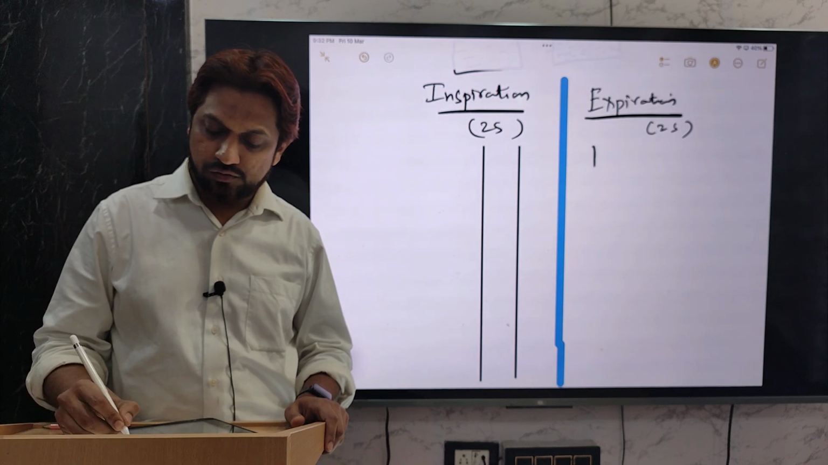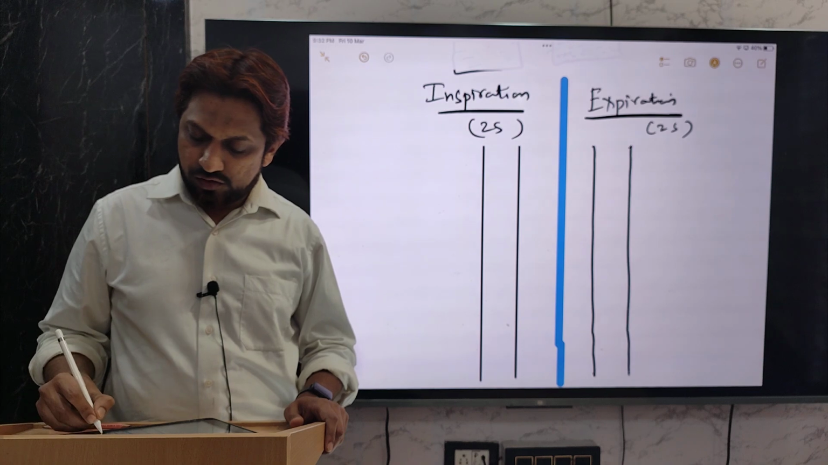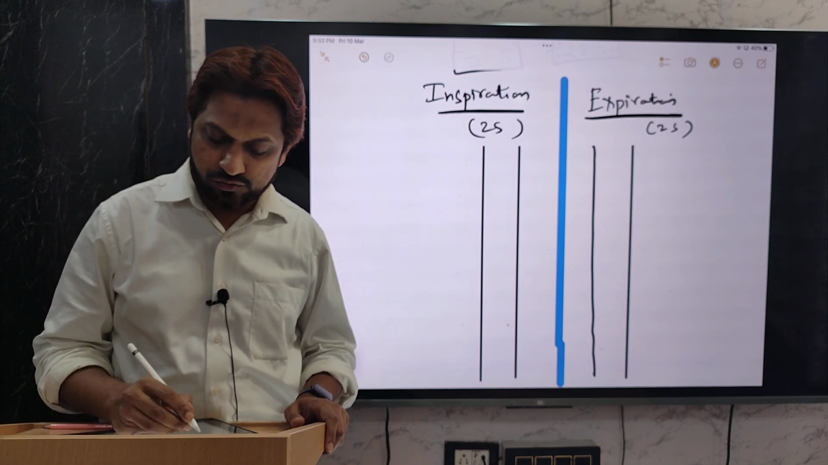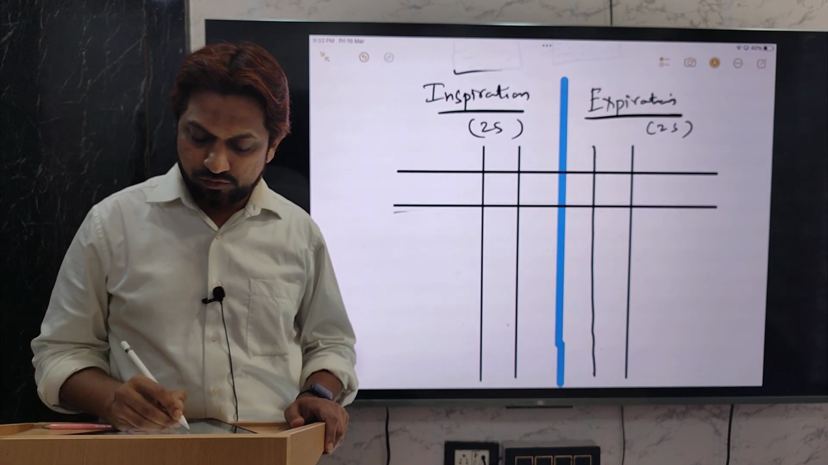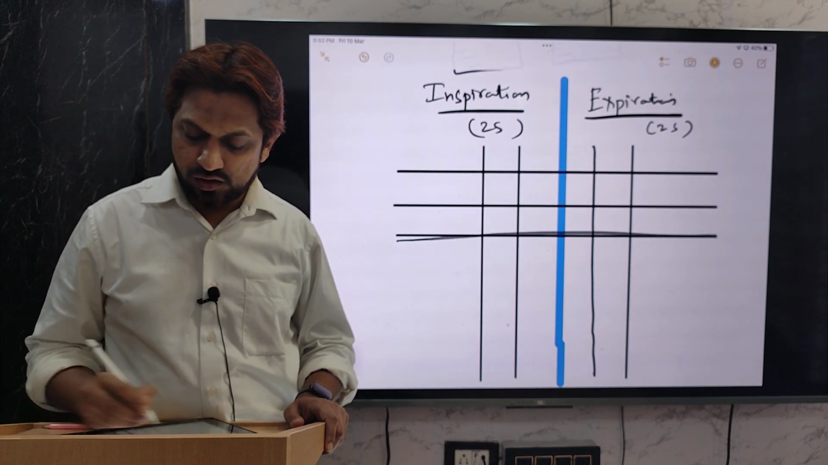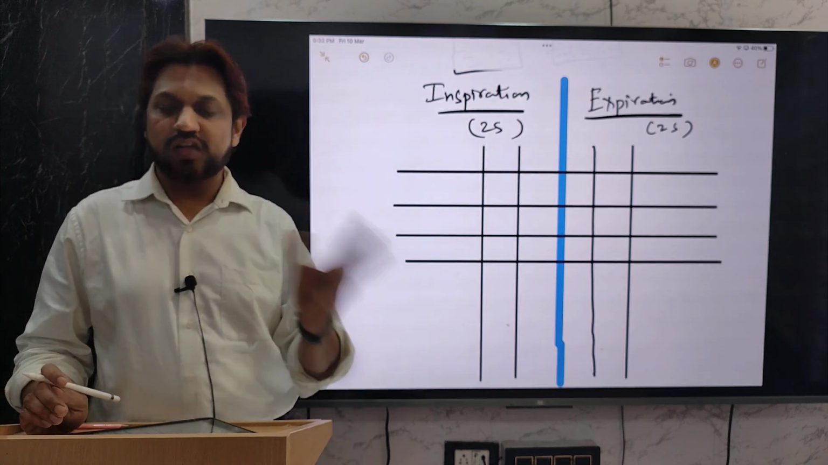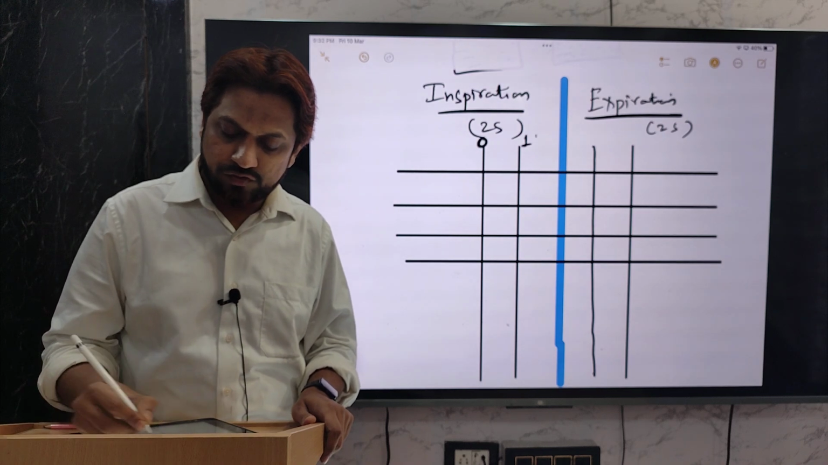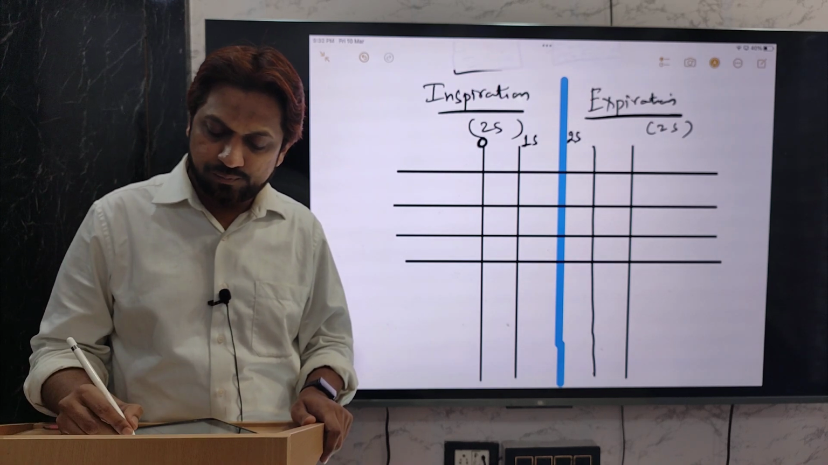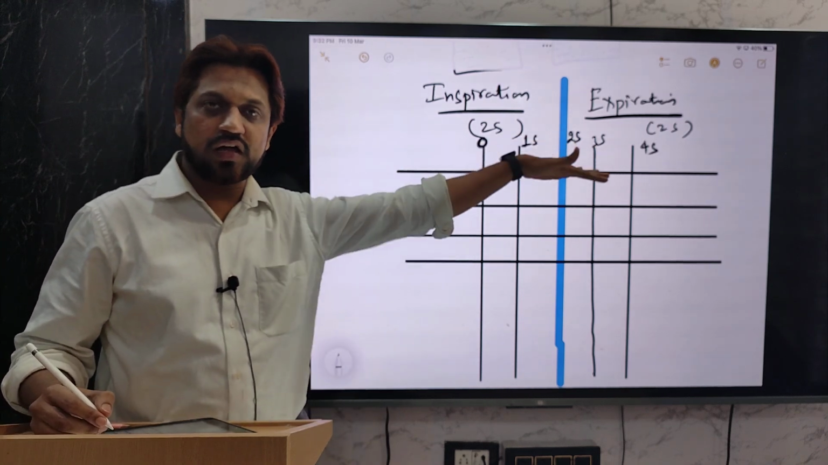Okay, here also we'll draw 2 vertical lines. And again we'll draw a few horizontal lines to complete the graph. So what we will first discuss is the x-axis. On the x-axis we'll discuss the time duration. Consider this in seconds: 0 second, 1 second, 2 second, 3 second, 4 second. On the x-axis these are the time duration.